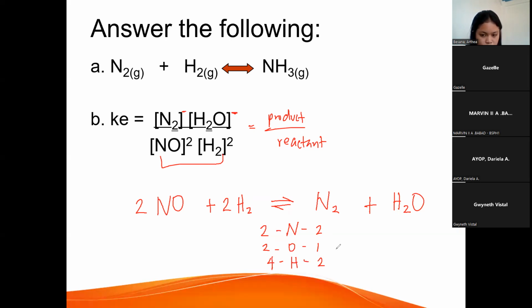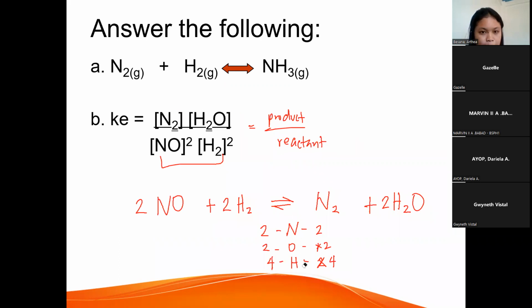Ano yung gagawin natin? Ano yung ating lalagyan na coefficient? Mag-add ng 2 sa H2O, ma'am. Okay, let's try to add 2 here. So this becomes 2 times 2, 4. Hydrogen will be 4. 2 times 1 is 2. Is this balanced now? Yes po, ma'am. Okay, balanced.